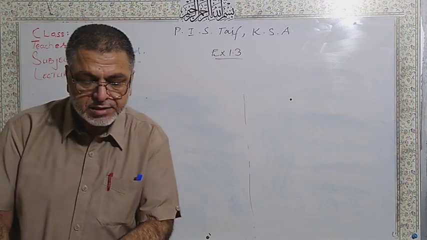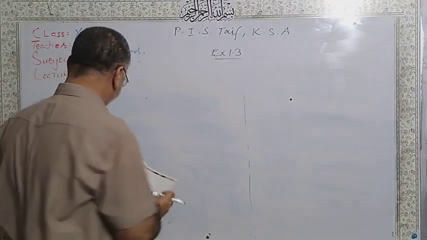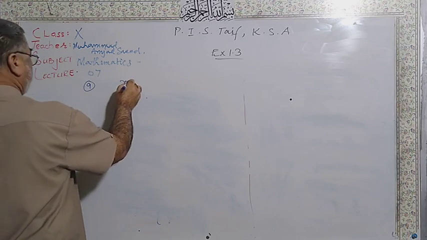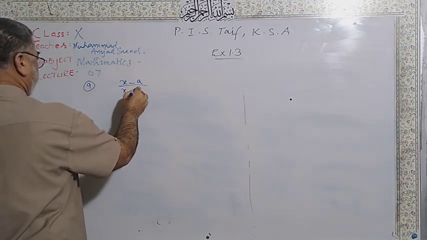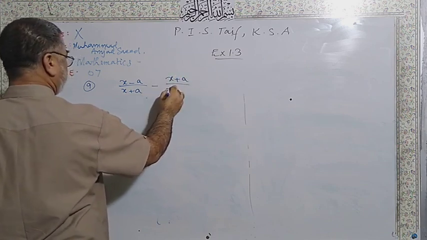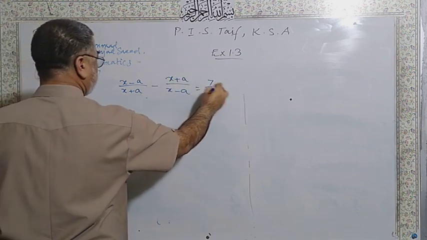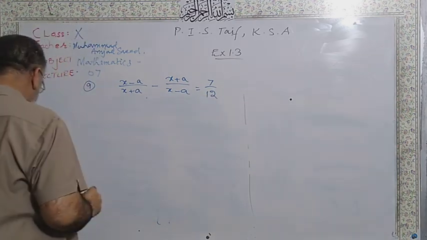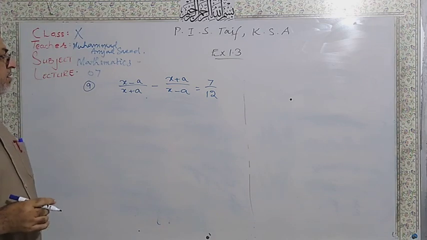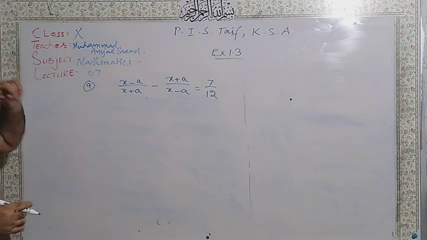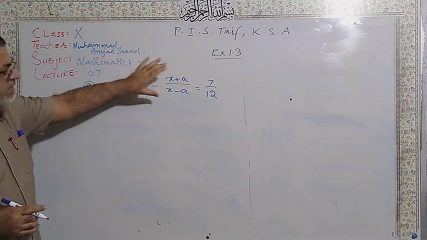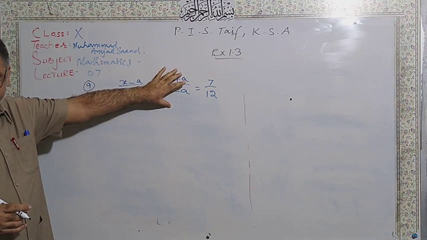Here is question number 9: (x minus a) over (x plus a) minus (x plus a) over (x minus a) is equal to 7 over 12. Dear students, again you can check. This is (x minus a) over (x plus a), and this is the reciprocal of that.